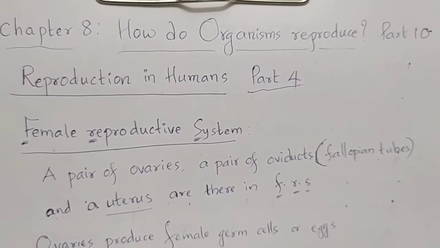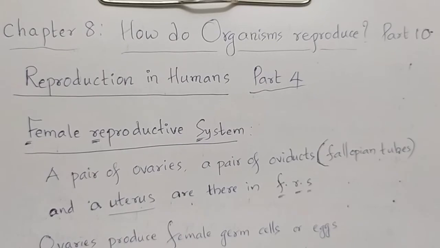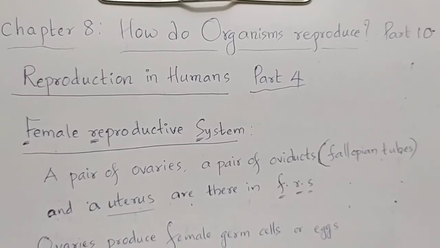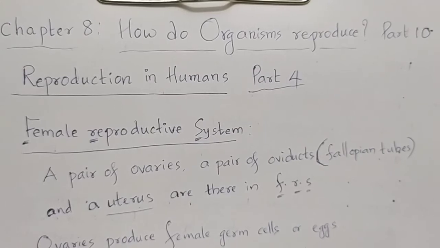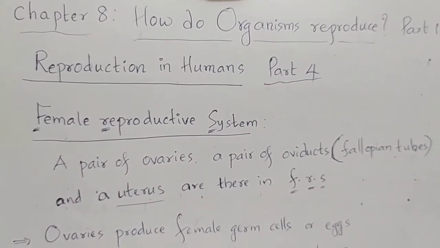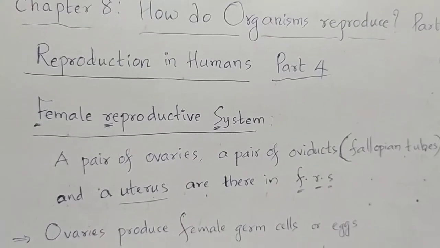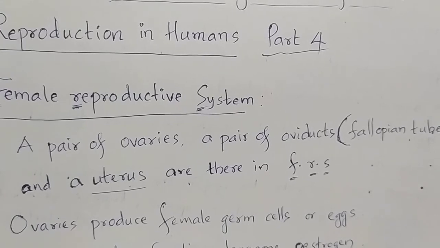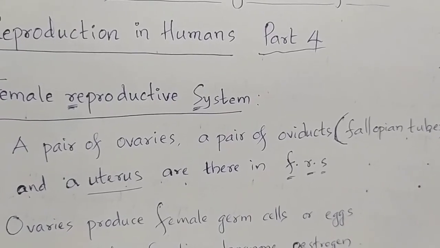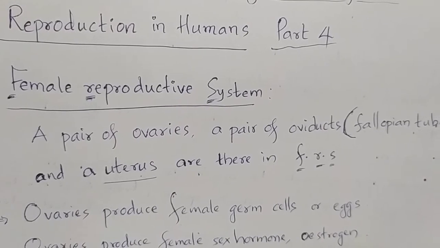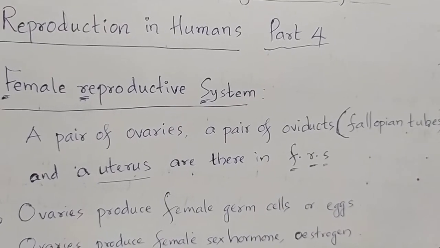Good morning, students. In the last class, we discussed the male reproductive system. Now, let us discuss the female reproductive system. In the female reproductive system, a pair of ovaries, a pair of oviducts, which are also called fallopian tubes, and a uterus, that is, only one uterus, are present.